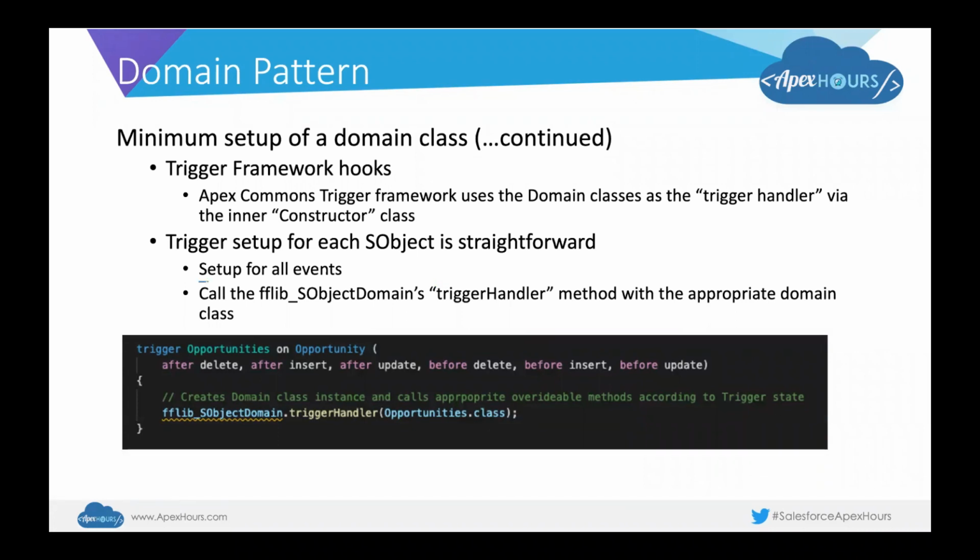When you set this up, you can tie it into the trigger handler framework, which is part of the Apex Common. And your trigger setup for each of the SObjects becomes very simple. You're going to set it up for all events, so the after delete, after insert, after update, before delete, etc., all of them. And the entire trigger has one line, and that is the fflib_SObjectDomain triggerHandler method, and you pass the Apex type of the domain class. And that's all you need to do. And then from there, your entire logic for triggers is handled by the domain class, the Opportunities domain class in this case.